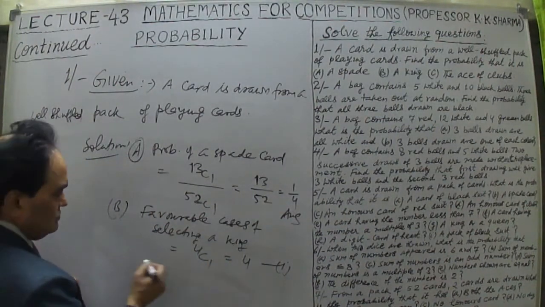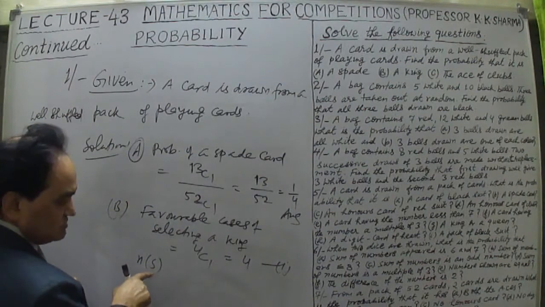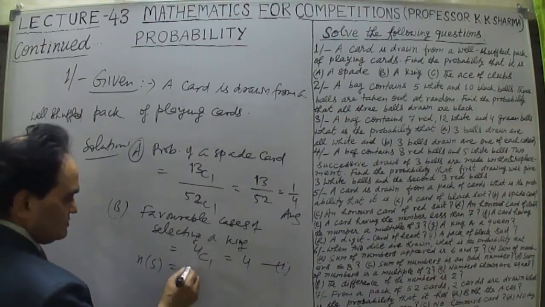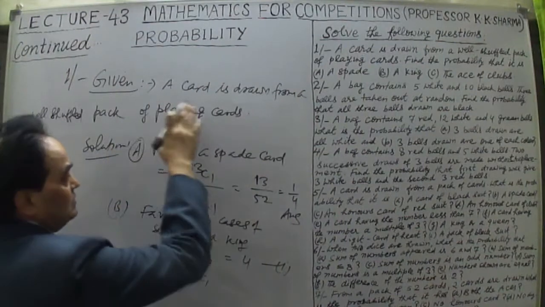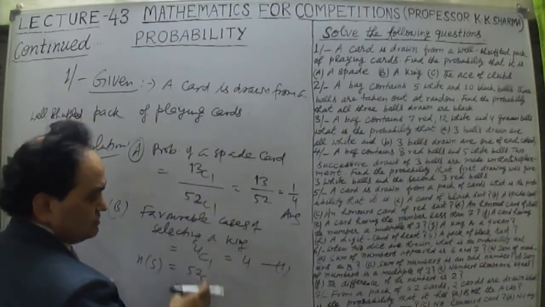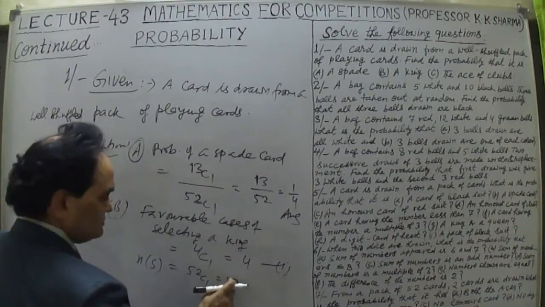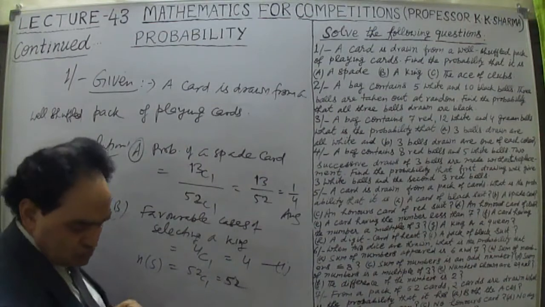And the total, n(S), the number of total outcomes in S, where S is the sample space. One card selected is 52C1, which is always there in all three cases. So one card is being selected out of 52, which we have just done. 52C1 is 52.